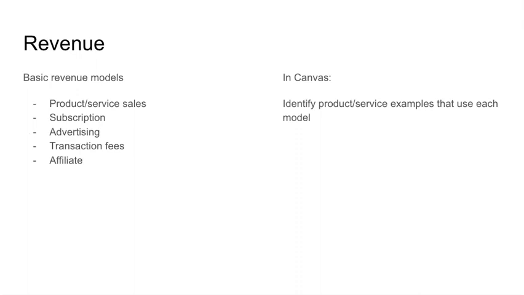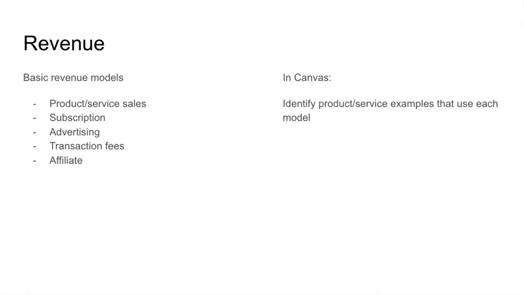So there are a variety of different kinds of revenue models. Your textbook identifies 5 of them. Product service sales is sort of what we think about in most traditional businesses. A subscription model is one in which some type of service or product is provided on a recurring basis. It could be for data, or it could be for something like a magazine or some other type of regular service that's provided.